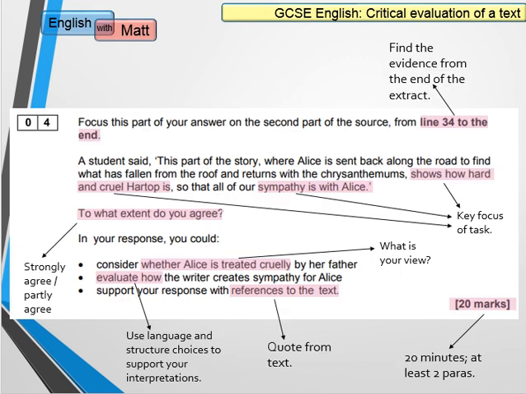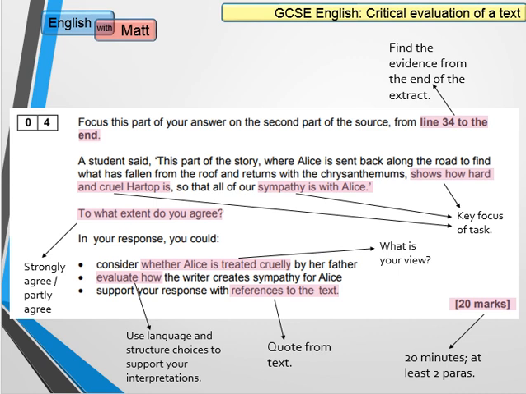So this is the task that we're going to be looking at for the rest of this video. What I've done in previous videos is highlight and annotate why the examiner tells you this information, because they tell you it for a reason. It's to help steer you towards the correct response, really.